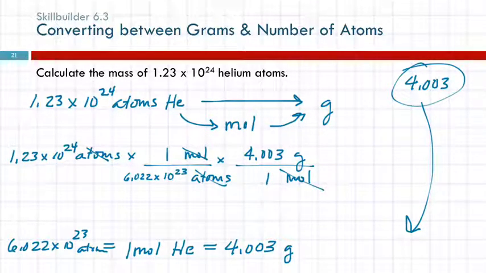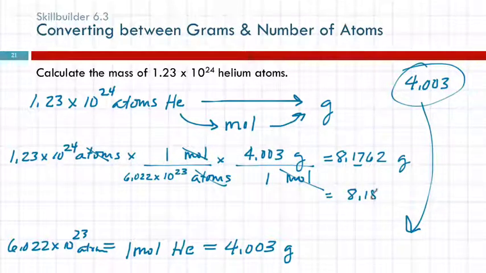So 1.23 EE24 times 1 divided by 6.022 EE23 times 4.003 divided by 1 equals. And this should have 3 significant figures based on this number over here. This is not exact, but it's got 4, and that has 4. So 8.17, there's my 3rd significant figure. Write down 2 extras, and the unit there is gram. And then we'll round that to 8.18 grams, because 6 is 5 or larger, so we have to round up.